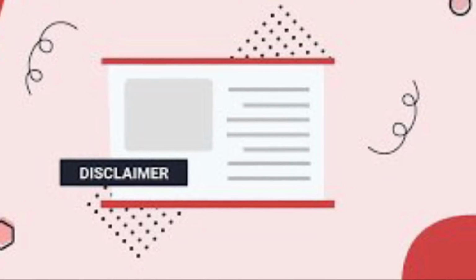Just a disclaimer before we start, in all models in this video, the hydrogen atoms are the ones that are blue, the oxygen atoms are the ones that are red, and the carbon atoms are the ones that are yellow.